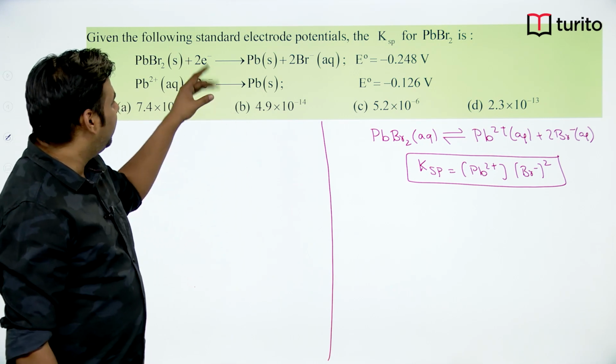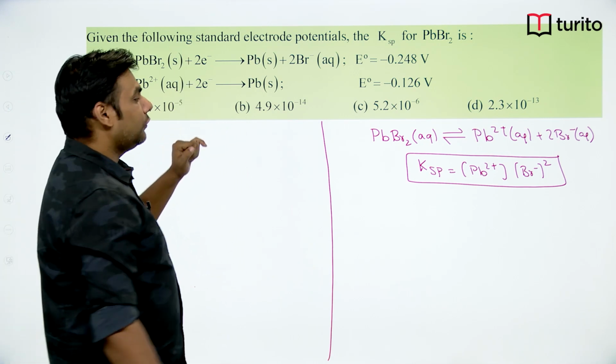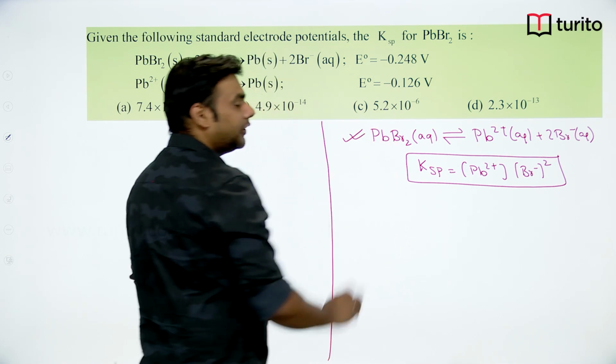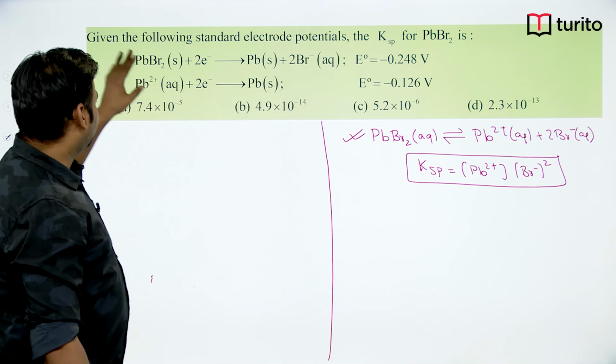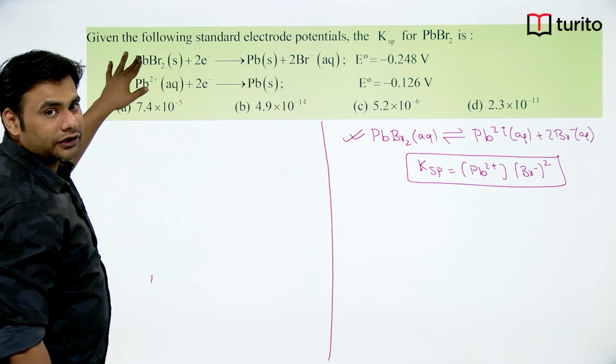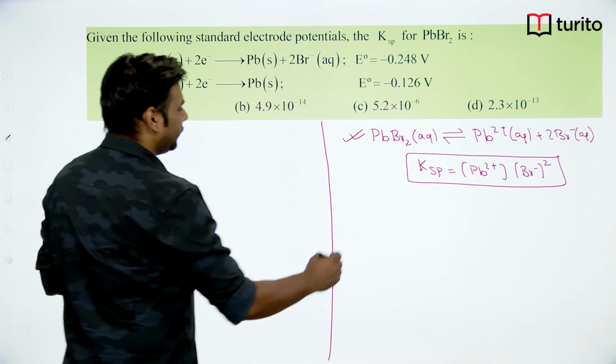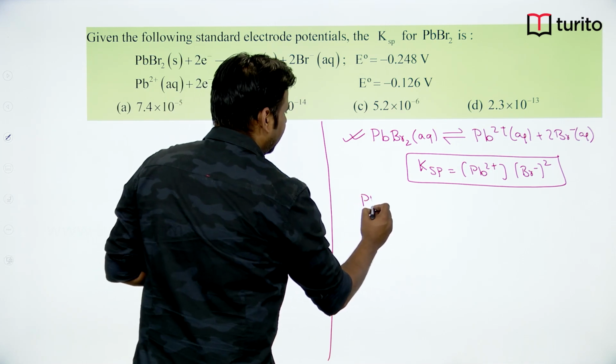Okay, so we have been given these two equations. We need to derive this equation first, using the two equations. So clearly we have to just reverse the first reaction.